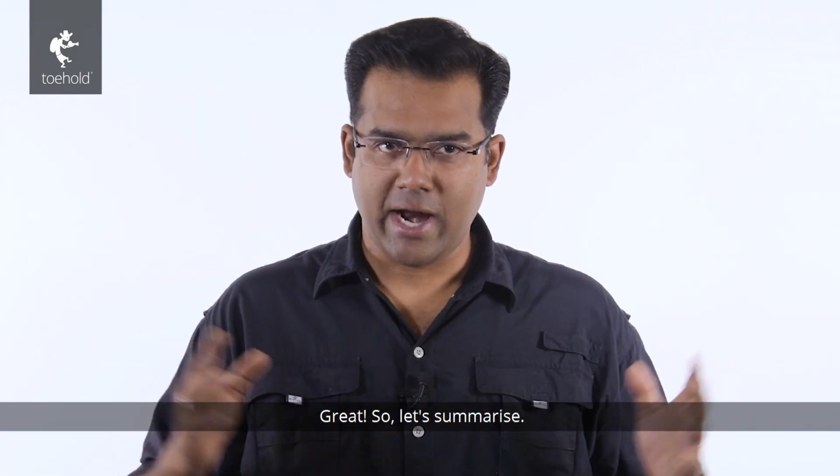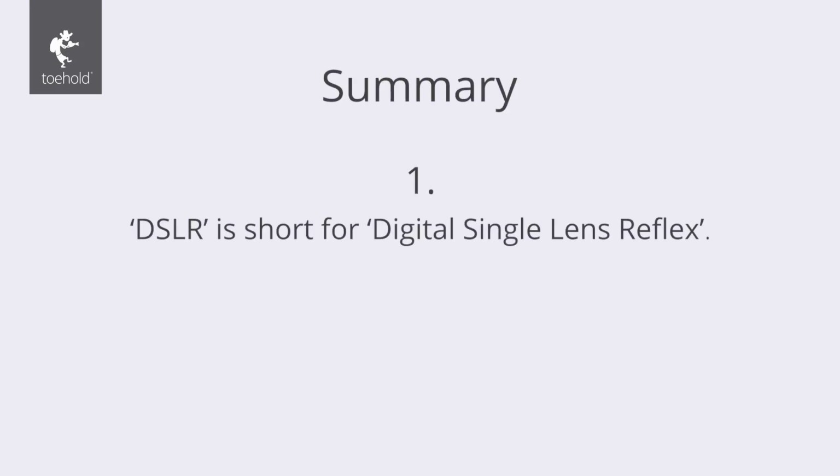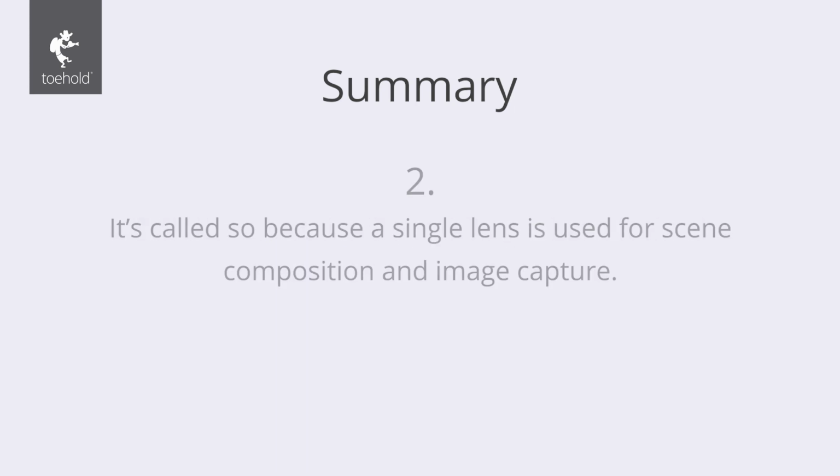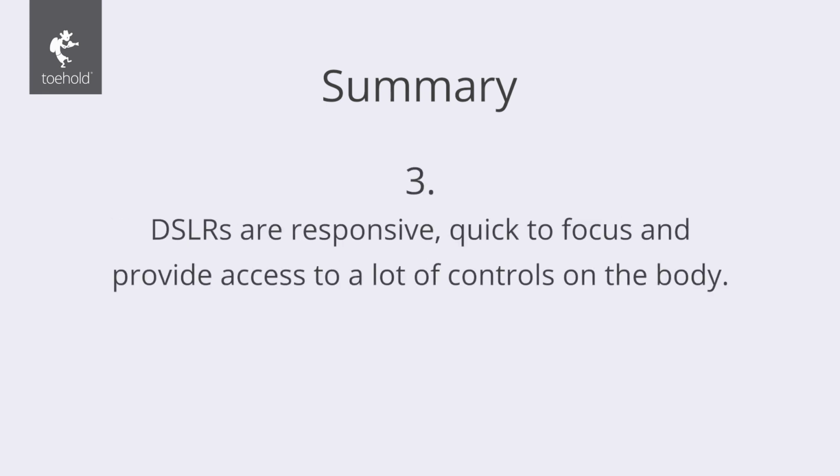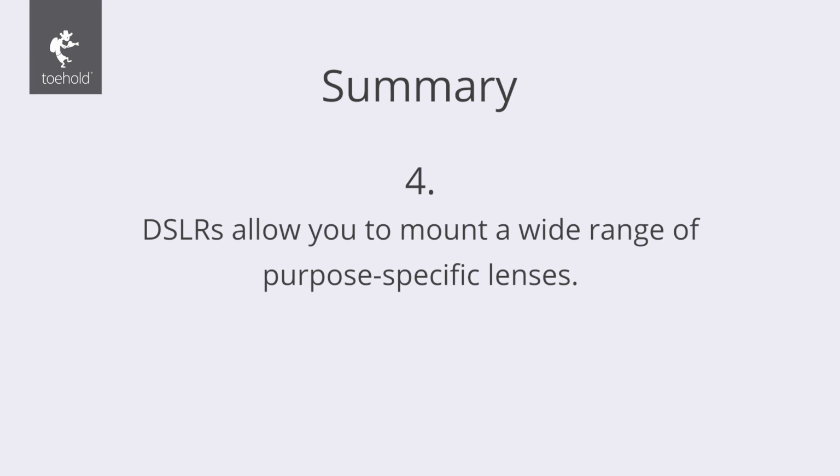Great, so let's summarize. DSLR is short for digital single lens reflex. It's called so because a single lens is used for scene composition and image capture. DSLRs are responsive, quick to focus, and provide access to a lot of controls on the body. DSLRs allow you to mount a wide range of purpose-specific lenses.